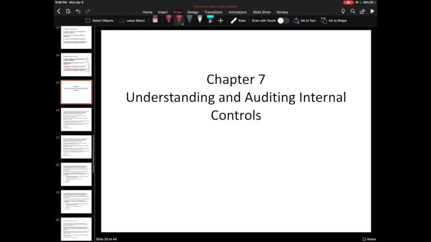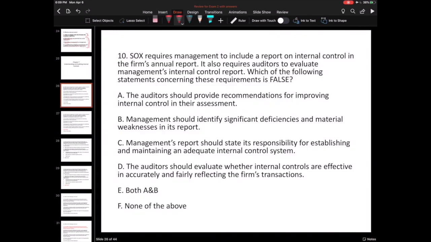Alrighty, chapter 7. All right, SOX requires management to include a report on internal control in the firm's annual report. Okay, this refers to 404A, right? Also requires auditors to evaluate management's internal control report. Sounds like 404B.